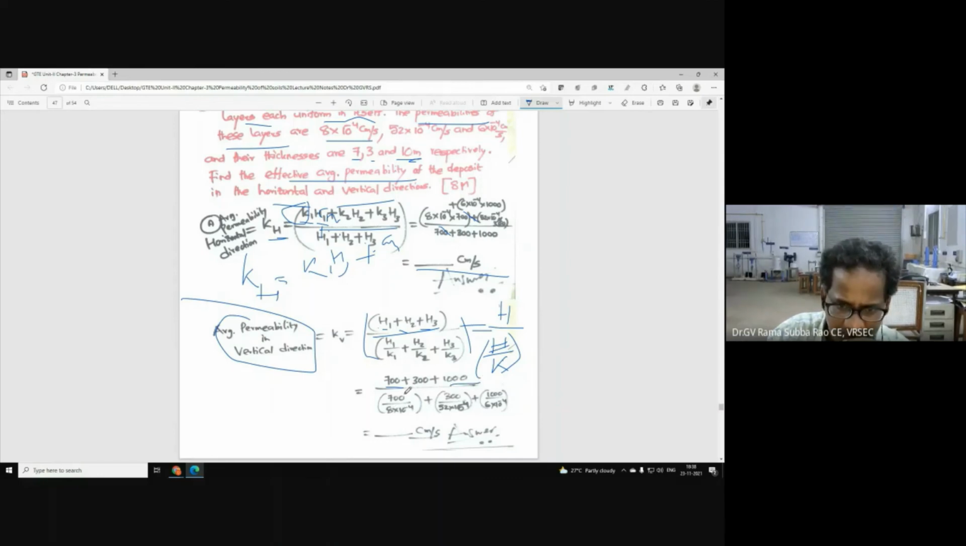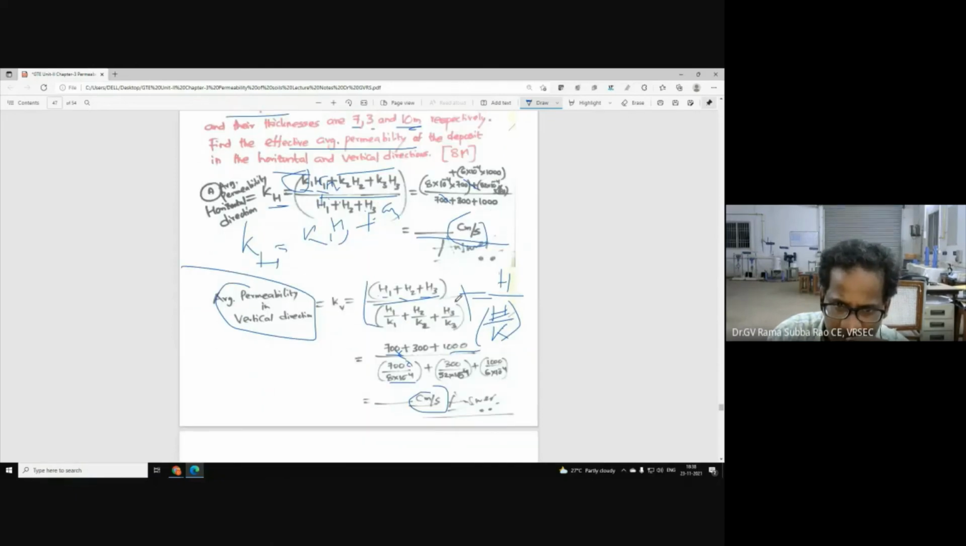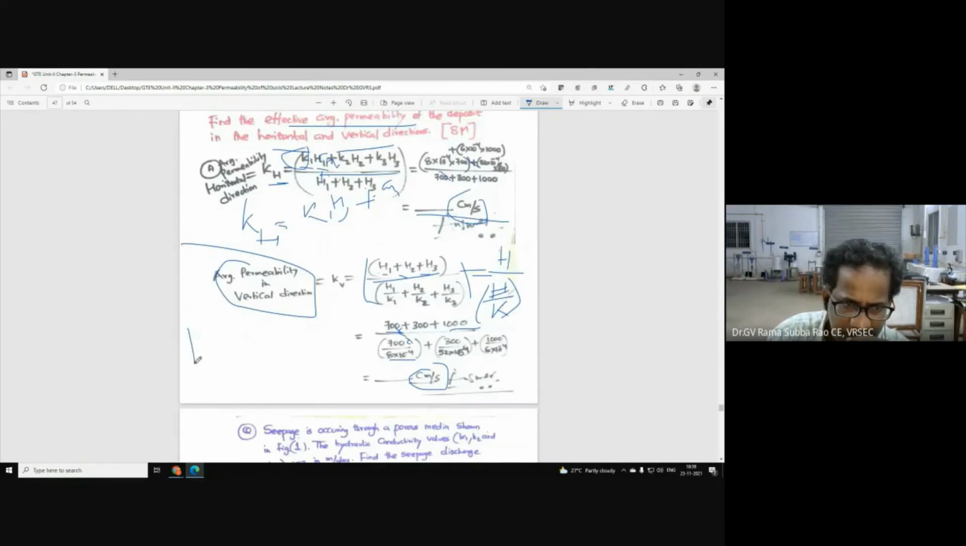So now centimeter is going to be cancelled. Then I have 8 into 10 to the power minus something per centimeter per second. Now I am getting the answer in centimeter per second, because you know permeability has units equivalent to velocity. But it is very interesting and good to discuss: horizontal permeability is many times greater than vertical permeability. It is very interesting to know that permeability in the horizontal direction is higher than the permeability in the vertical direction.